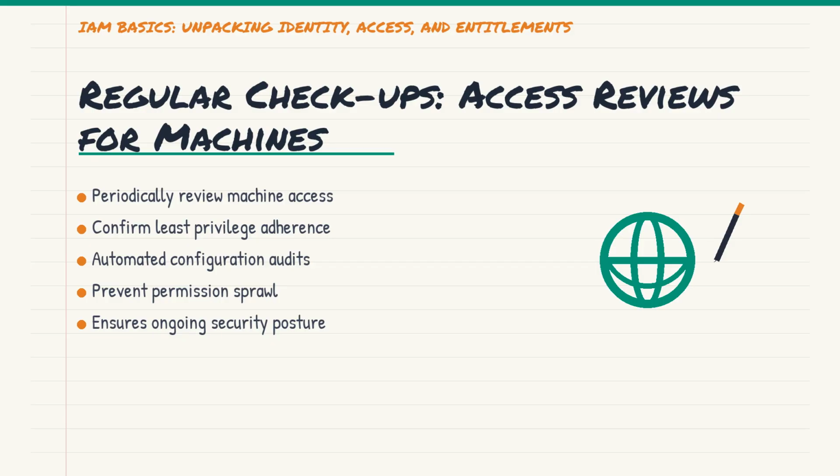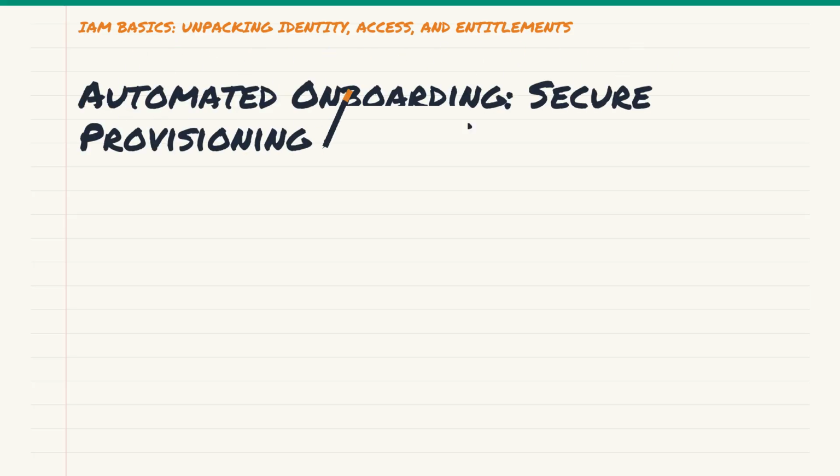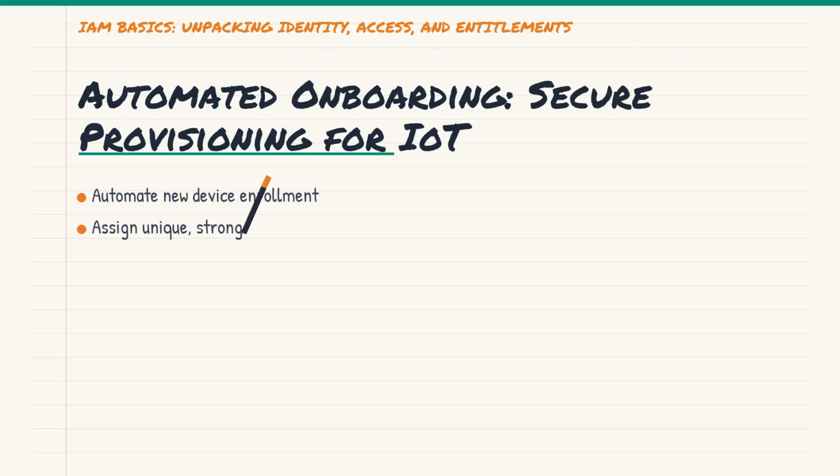These periodic checkups confirm that all identities, especially non-human ones, only possess the exact access they require, no more, no less. It's about preventing permission sprawl for everyone and everything. Manual configuration of devices is prone to error and oversight.